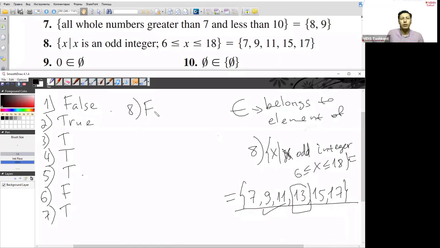Okay, number 9. 0 is an element of the empty set. Is it true or false? It is false because the empty set has no elements, so I cannot include 0. Number 10. The empty set is an element of the set which contains the empty set. On the right side it's like a set of sets.